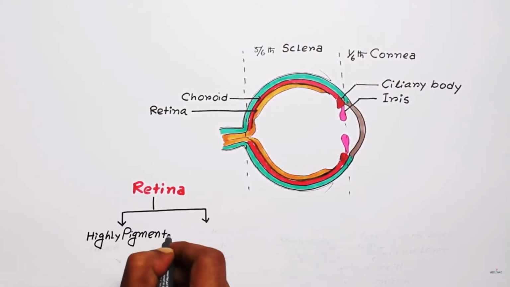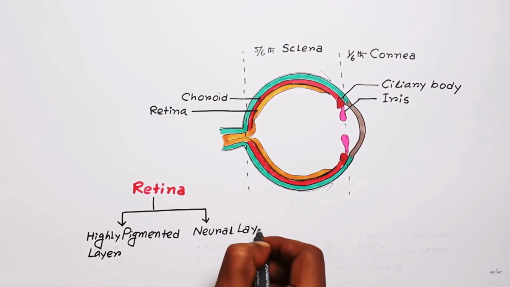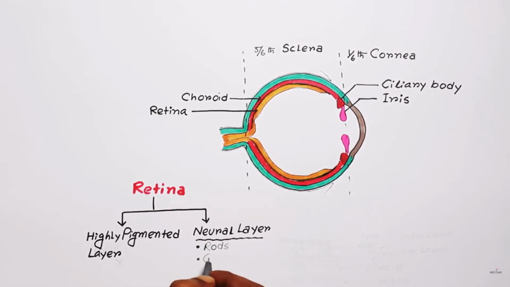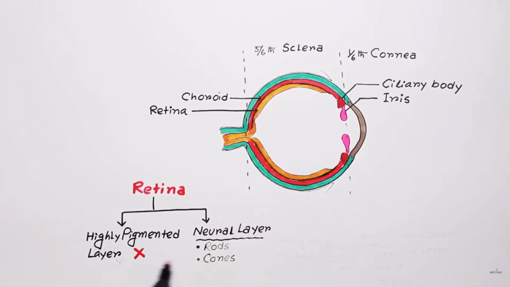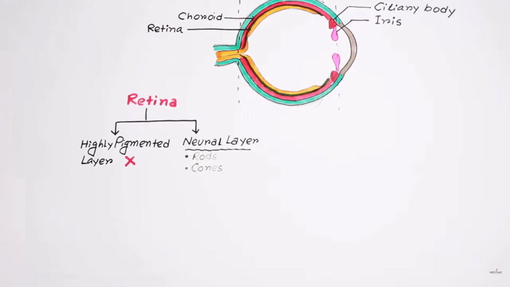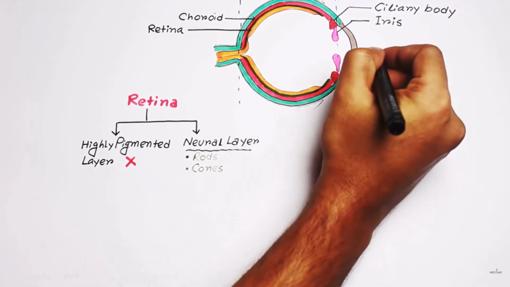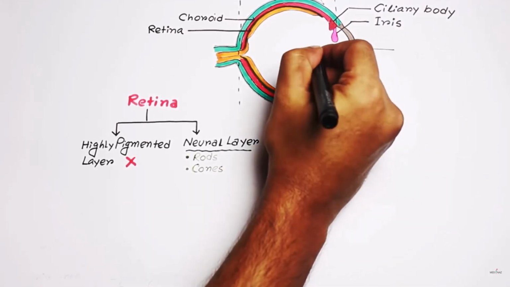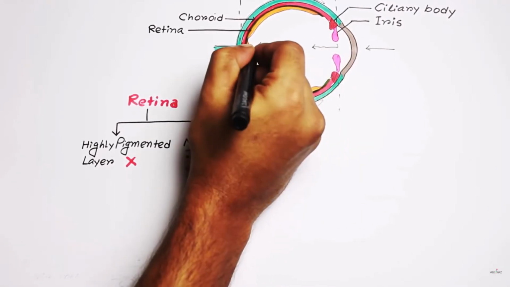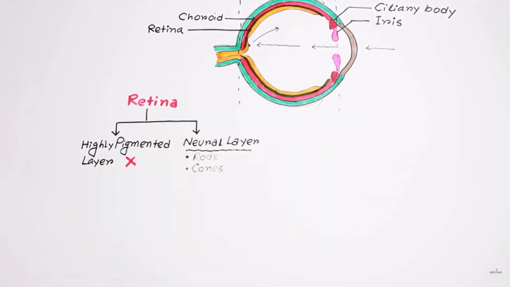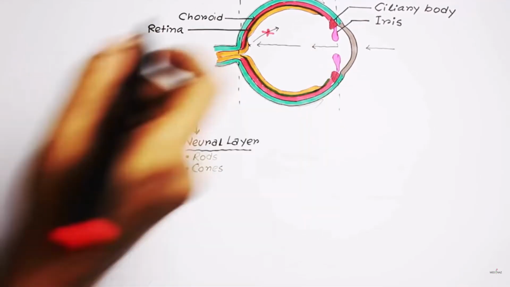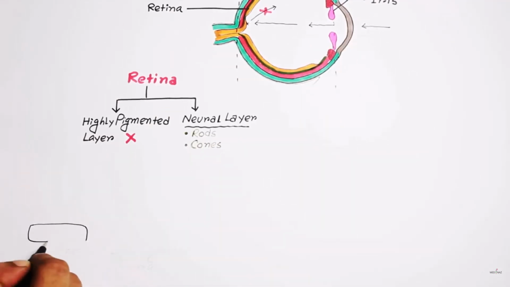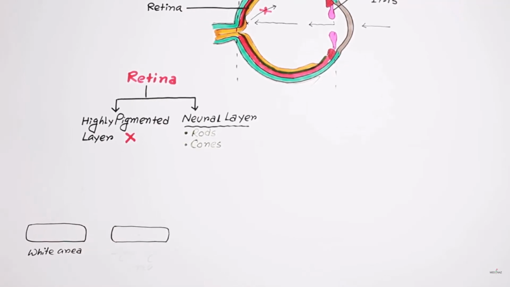The retina consists of two parts, the highly pigmented layer and the neural layer. There are rods and cones in the neural layer, not the highly pigmented one. The highly pigmented layer absorbs the light. Normal white objects cannot.